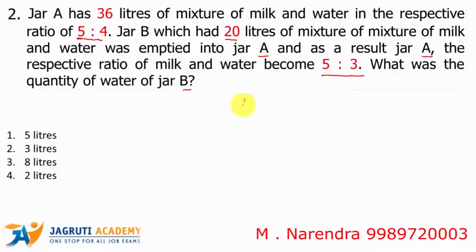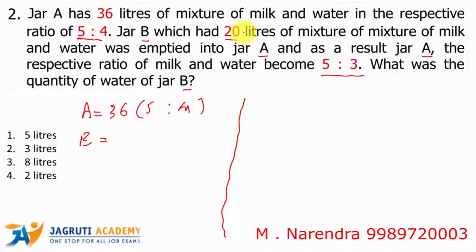So let's understand the question first. So there are 2 jars. Jar A, and the quantity of mixture in jar A is 36 liters, in which the milk and water are in the ratio of 5:4. Now another jar B has 20 liters of a mixture of milk and water, and I do not know the ratio of it. What is the milk and water ratio?